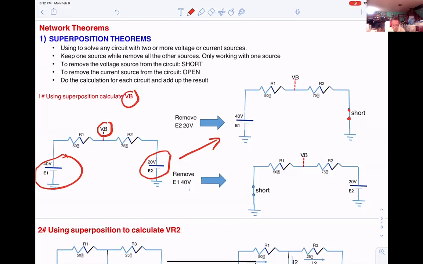Okay? And now you see how the circuitry will look like. On this circuitry here, I want to calculate the VB1 here. Who can tell me how to do it?